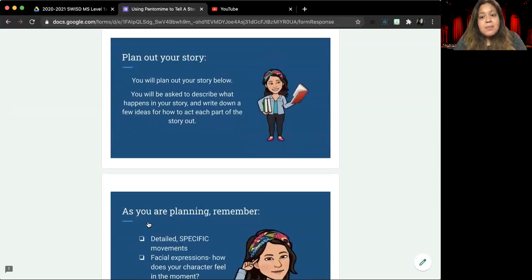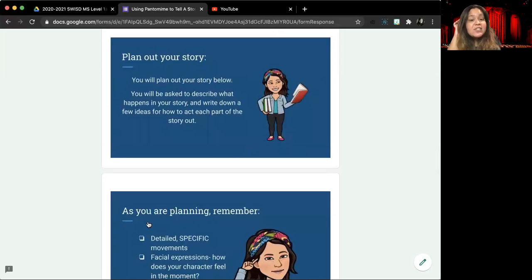Today, you are going to plan out a written plan of your pantomime story. You're going to plan it out using the spaces and the questions below. You're going to have to tell me, number 1, what happens in your story, and number 2, what are some physical actions, hand gestures, or facial expressions that you could use to act out each part of your story.